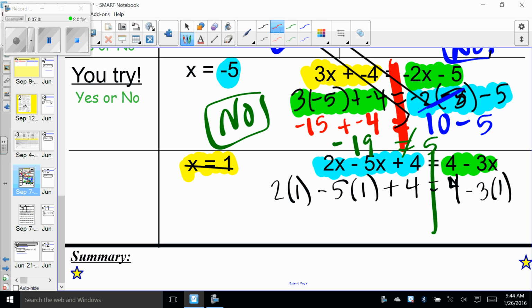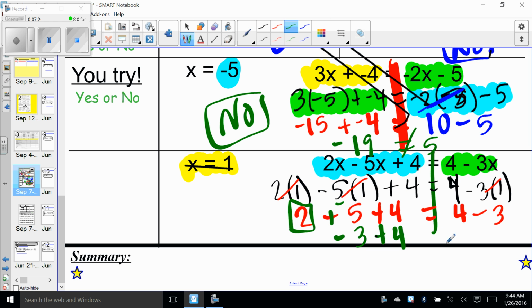You can use your calculator at this point if you need some help. Otherwise, we're going to simplify. That becomes 2 minus 5 plus 4 on the left, and that becomes 4 minus 3 on the right. Now, without a calculator, I'm going to stop, chop, chop, and say, well, that's -3 plus 4 on the left, and that's a 1 on the right. Is it true that -3 plus 4 equals 1? Is that true? Well, -3 plus 4 is equal to 1. Is that true? Yes. So we would say yes.